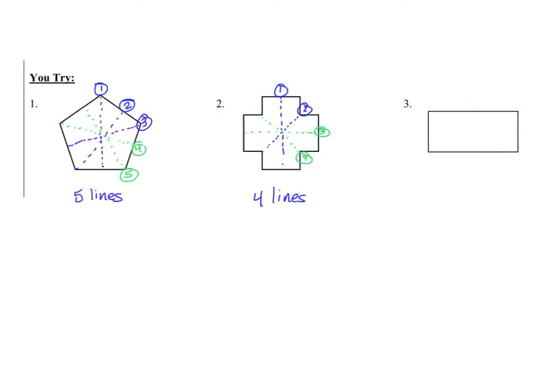Let's look at the rectangle. So this would be an example where you have down the middle is one line of symmetry, and then lengthwise would be another line of symmetry. And this would be an example where you can't draw a line of symmetry to the corners, because if I fold this corner to that corner, it's not going to match exactly. So the rectangle only has two lines of reflectional symmetry.